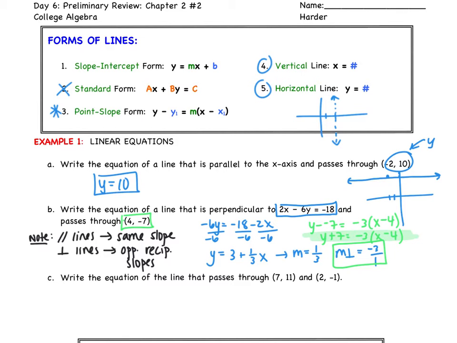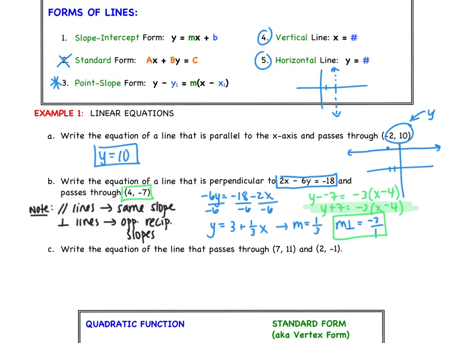Okay, last one. Write the equation of the line that passes through (7, 11) and (2, -1). Okay, for the equation of any line, we are always going to need slope. So in this case, where we aren't given slope, we have to find slope. So that's what we're going to do.